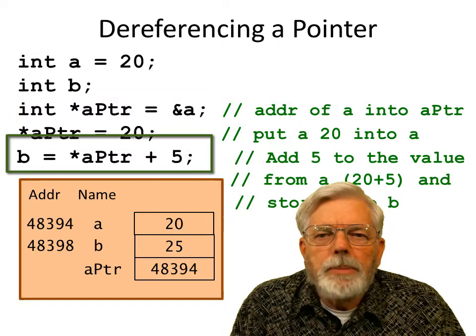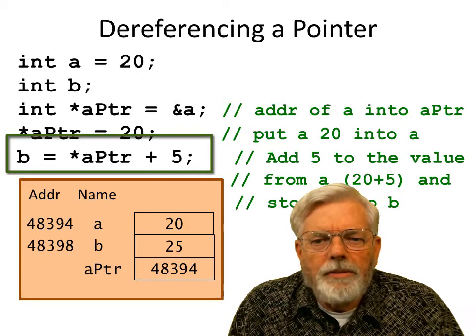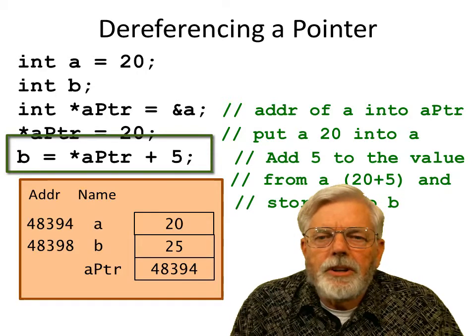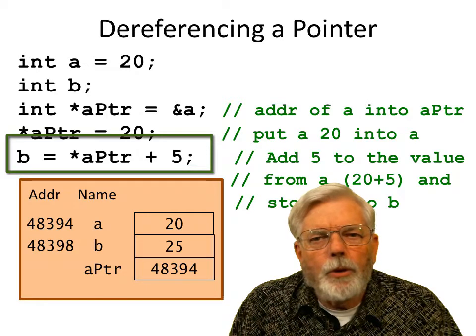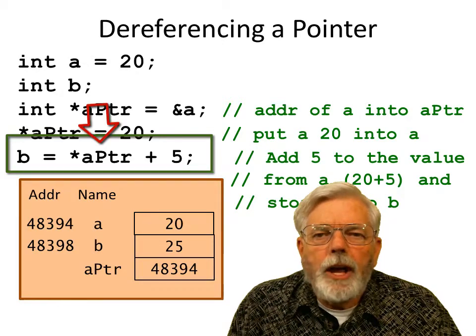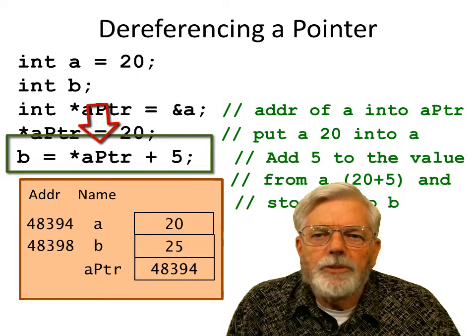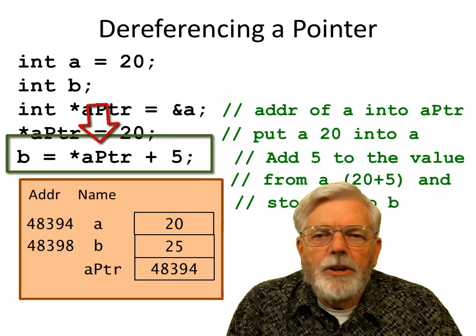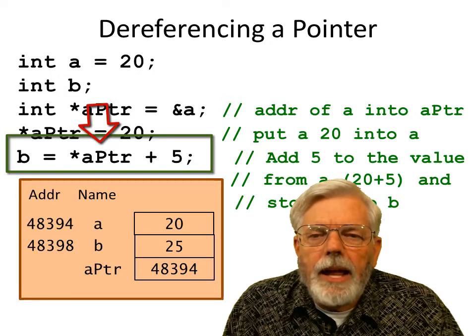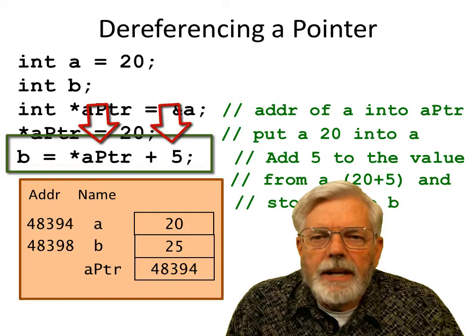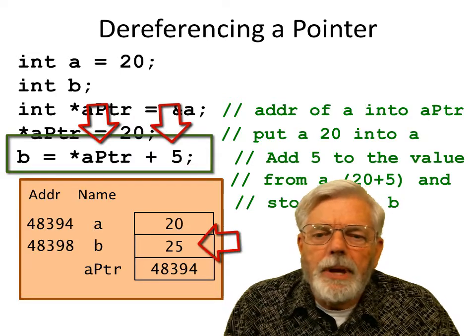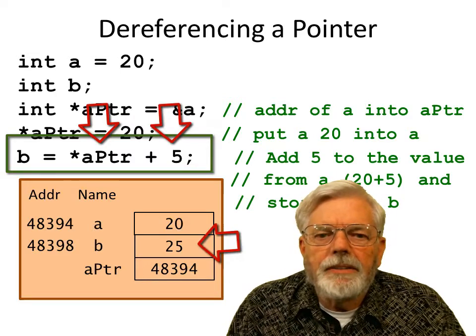I can also add a plus 5, which equals 25, and store it into b. Instead of saying a directly, I'm going to go through the pointer and say star a_ptr, which contains the address of a. So star a_ptr goes and looks up a, which is a 20, and then adds 5 and stores it into b. So now b is a 25.